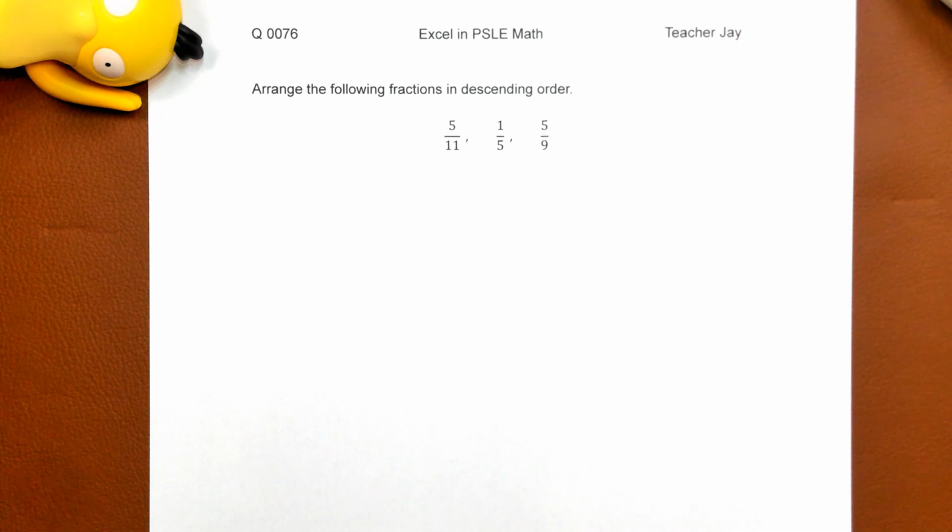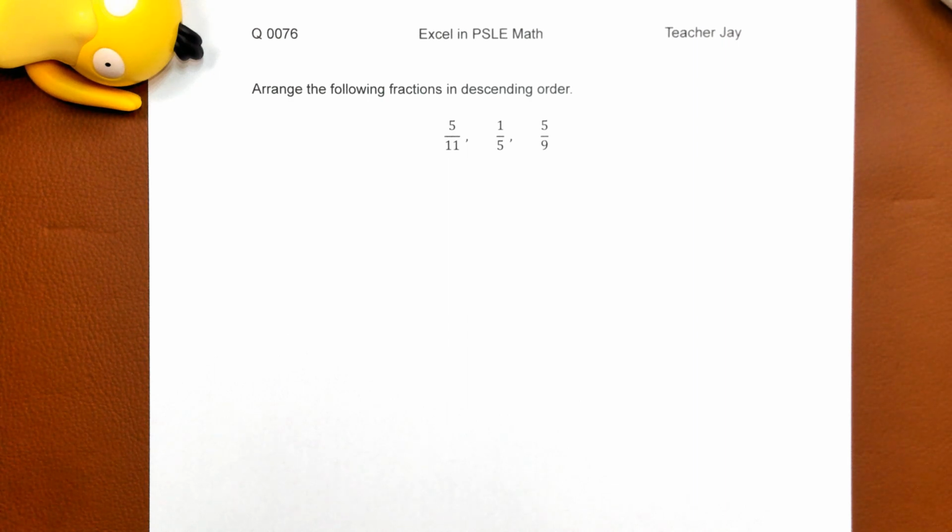Arrange the following fractions in descending order. The first number is 5 over 11, the second one is 1/5, and the third is 5 over 9. For fractions greater than 0, which is positive, if the numerators are the same, the larger the denominator, the smaller the value of the fraction.